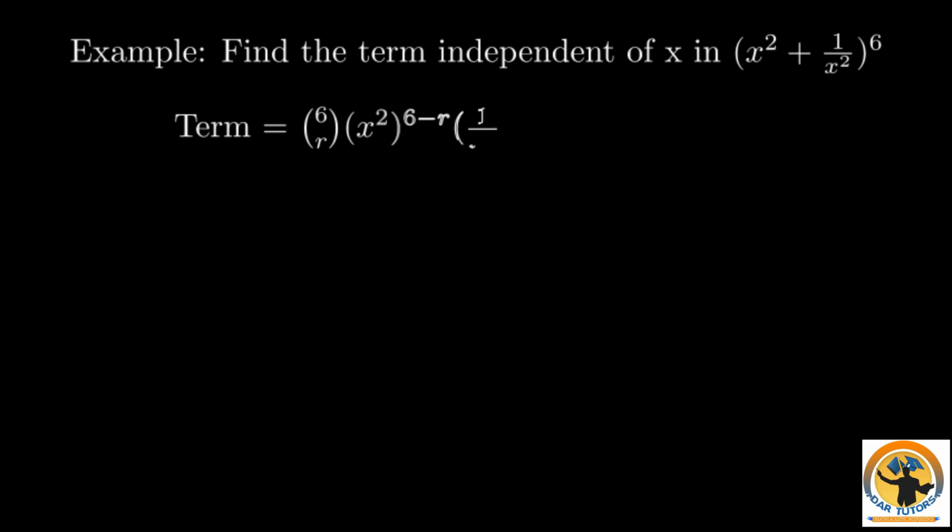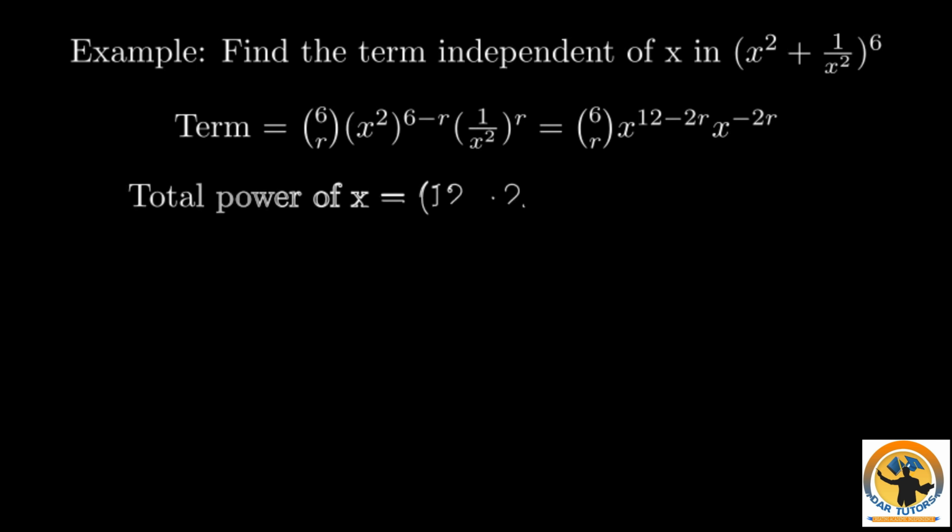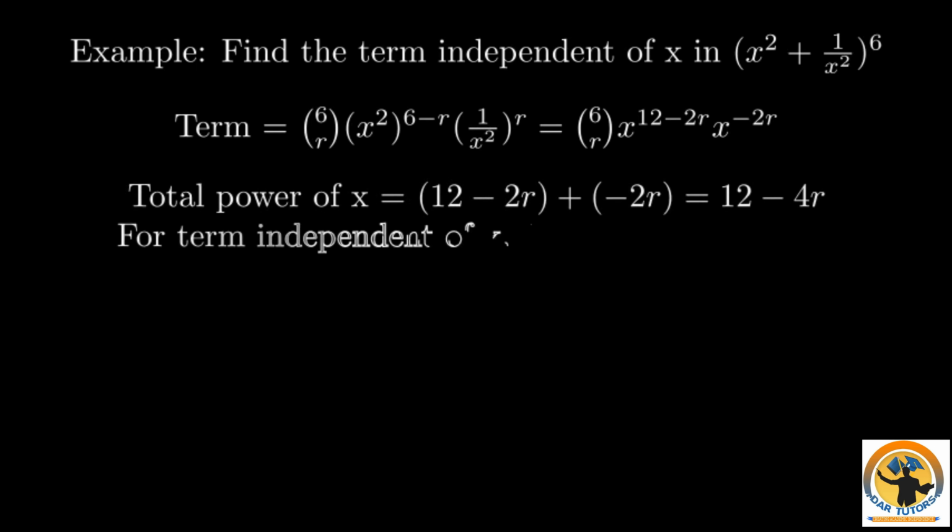So the term is 6 choose r times x to the power of 12 minus 2r times x to the power of negative 2r. To find the term independent of x, the total power of x must be 0. We add the exponents of x. The total power of x is 12 minus 2r minus 2r, which is 12 minus 4r. Setting this equal to 0, we find that r must be 3.